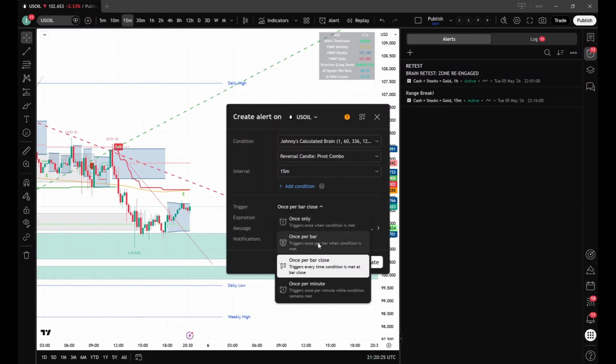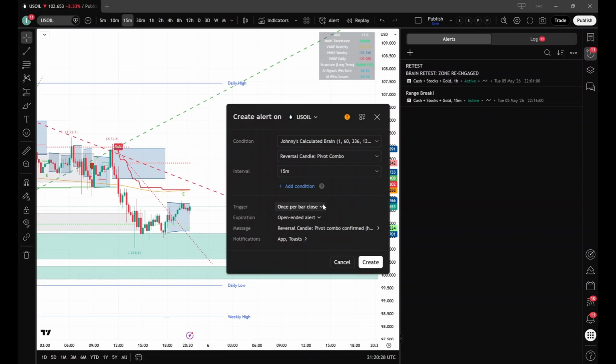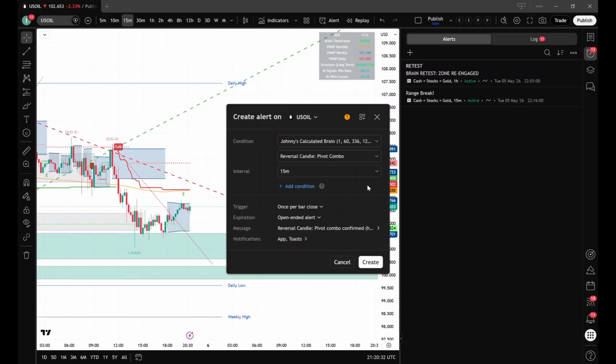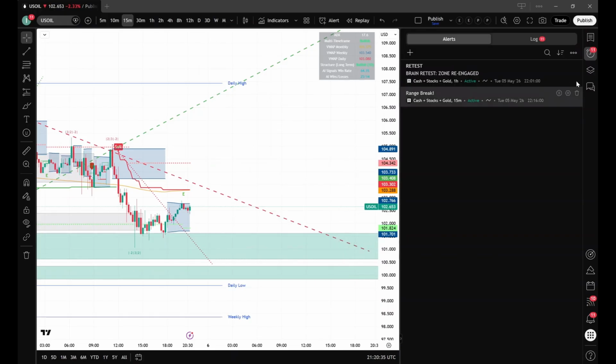Do not set it to once only or once per bar. You will get alerts mid bar. Only set it to once per bar close for any alert that you set for anything. And then you just create, and that's it, you're done.